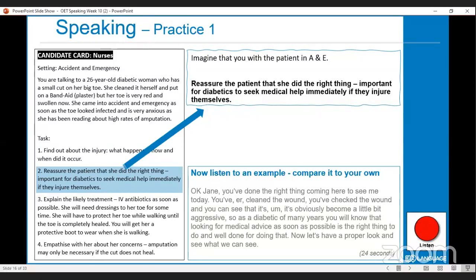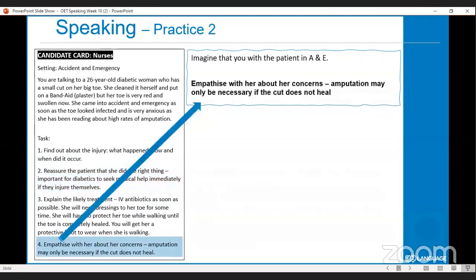Okay, do you see the tone? Quite subdued how he speaks. She's quite upset, but he's kept the tone down. You've done the right thing coming here to see me today. That's it. Looking for medical advice as soon as possible is the right thing to do. So two different ways of talking about the right thing to do. Important, isn't it?